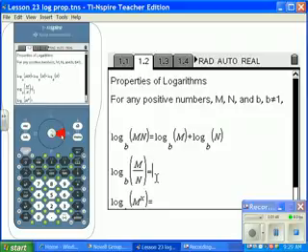Okay, this is an expansion. We're going from multiplication to addition and we're expanding it out. Okay, so they'll literally ask you, expand the logarithm. This would be how we would expand this logarithm. All right, so multiplication went to addition.